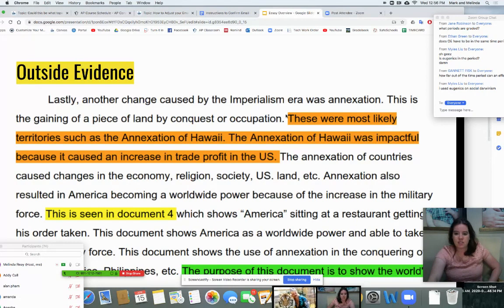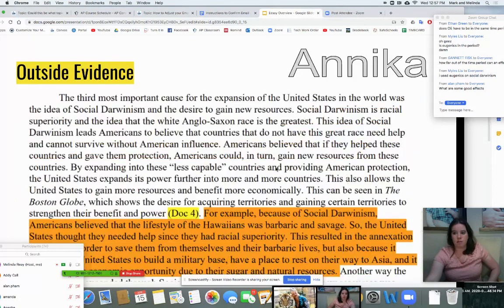So while this person does a good job talking about America getting more territories, half of their explanation is outside evidence, so I can only count it for one or the other. I can't count it for both. Also, if your entire effects were considered outside evidence, you can't double dip, so you can either get an outside evidence point or you can get the complexity point. You can't get both. There's a lot of good effects. Let me talk about that when I get to complexity, if you give me just a second.